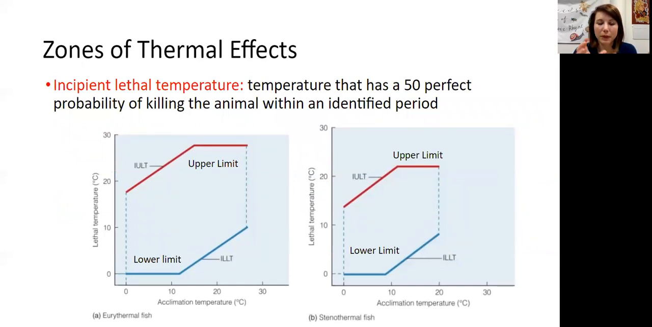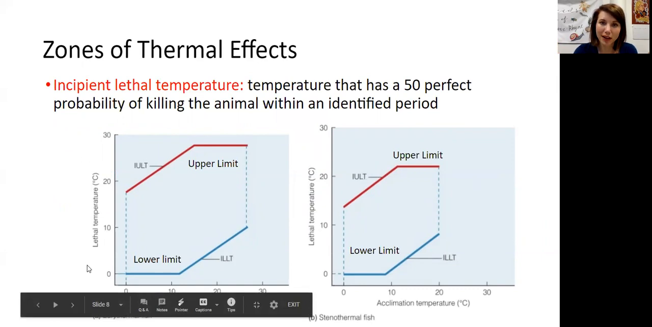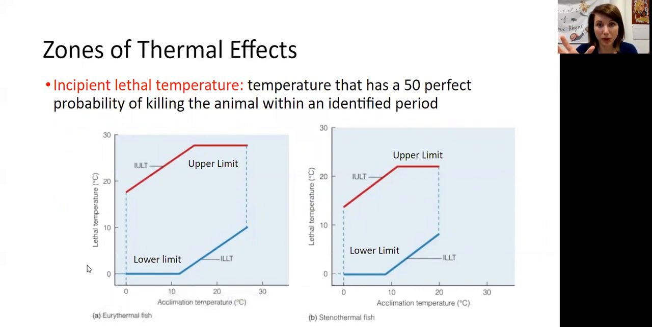So when we talk about the temperatures at which animals can survive, this is called the incipient lethal temperature. So this is the temperature that has a 50% probability of killing the animal in a certain amount of time. So we have examples of two different fish in these graphs. Fish A is a eurythermal fish, and that means it's more like a poikilotherm, where it's going to have a wider range of environmental conditions that it can tolerate. B is a stenothermal fish, which means it's going to have a much more narrow range that it can fit.